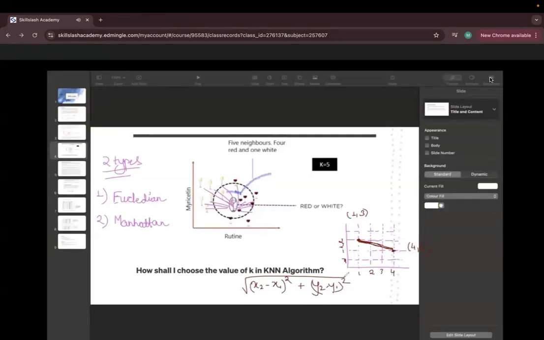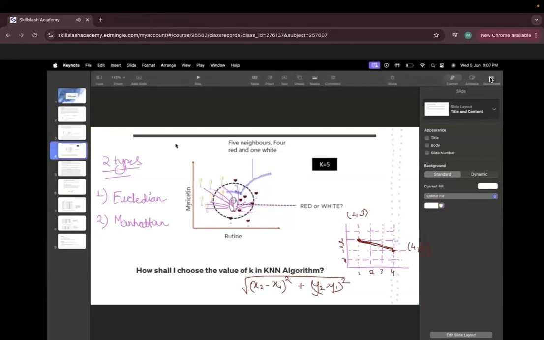Now the question is, do we need to apply the formula on our own? No, it is already built into your algorithm by default. So if you apply the k nearest neighbor algorithm on your data set, it is going to pick up Euclidean distance by default.